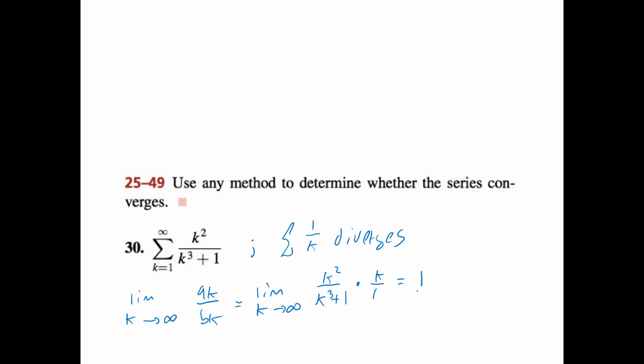Now we just got done with the ratio test, and if the limit was 1, that was inconclusive, but this isn't the ratio test. This is the limit comparison test, and as long as your limit is finite and not 0, they both do the same. So it's okay to get 1. Therefore, your original series diverges.